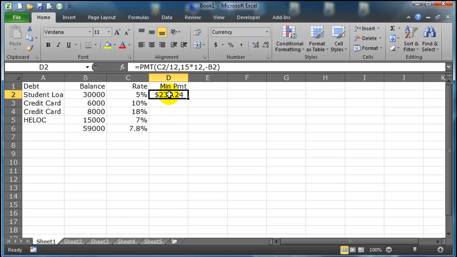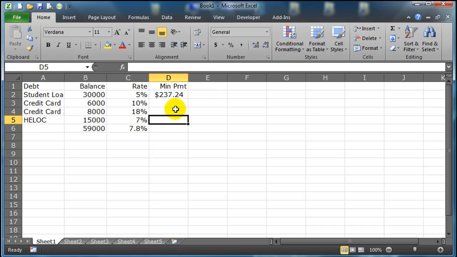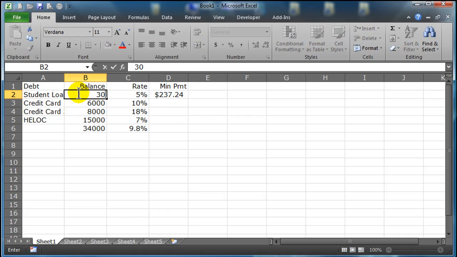So what I'm going to do is a Control-C to copy, and then a paste special, and I'm going to paste the values. So what I've just done here is I've removed that payment function, and the only thing I have left now is that minimum payment number. So even as my balance reduces, my minimum payment is still going to be the original calculated payment.